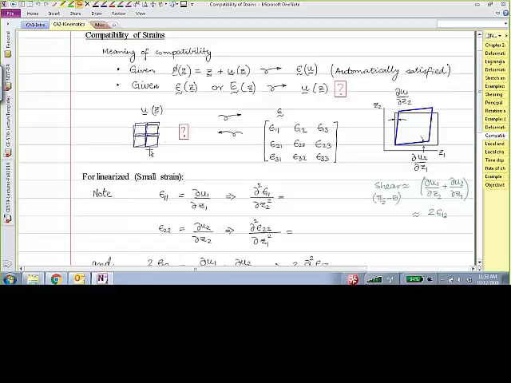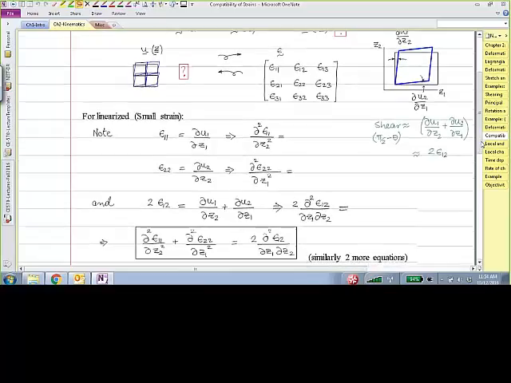It is very easily possible that the measured strains are giving you a picture something like this, like the blue parallelograms in this picture. These blue parallelograms don't really fit together. There are overlaps and there are gaps. So this strain is not compatible. Okay. So the question is, what conditions do we need to impose to make sure that the strains are compatible?